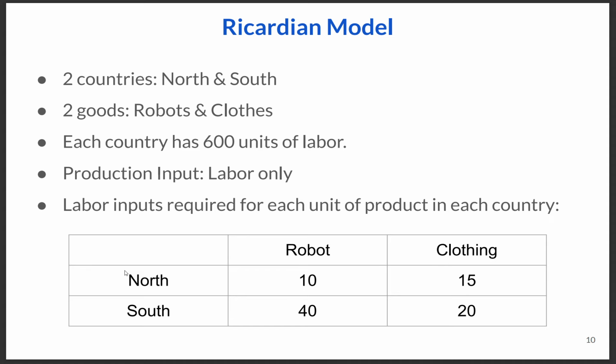In the North, it takes 10 units of labor to produce one robot, and it takes 15 units of labor to produce 1 unit of clothing. Let's say 1 unit of clothing is 1 container of clothes. In the South, it takes 40 units of labor to produce 1 robot, and it takes 20 units of labor to produce 1 unit of clothing.